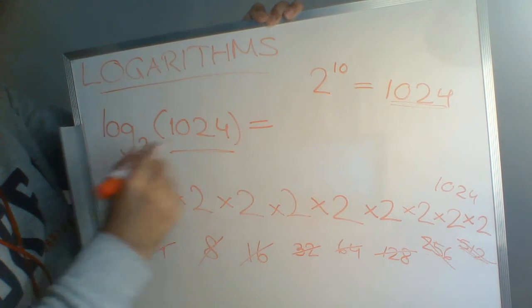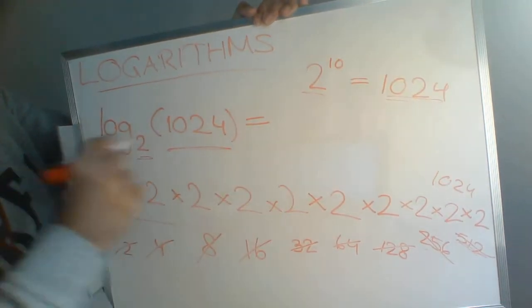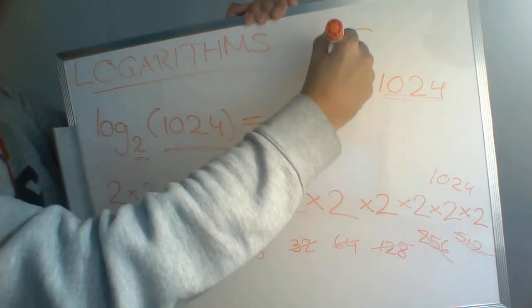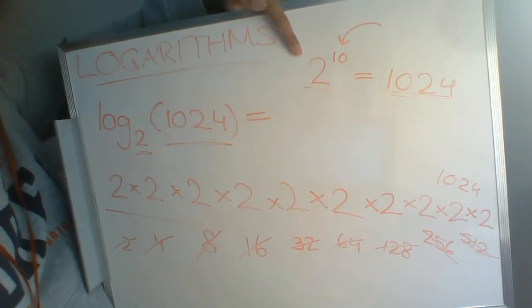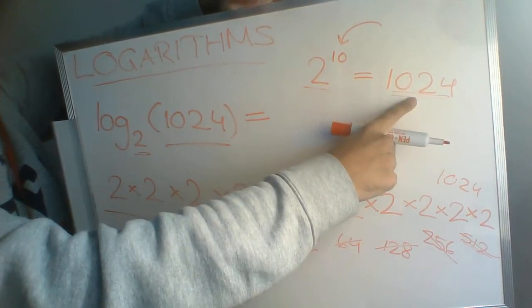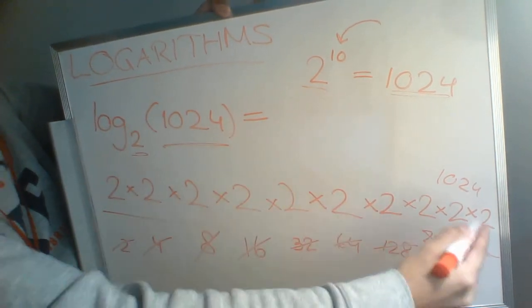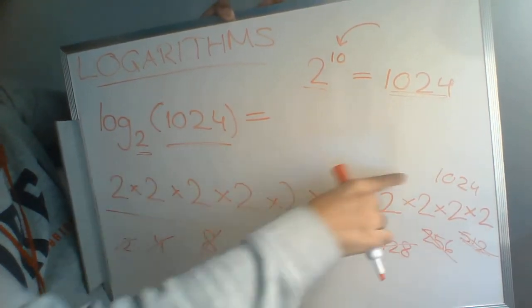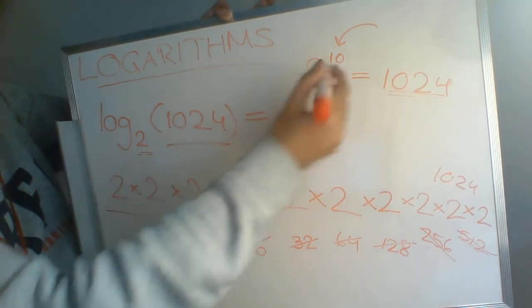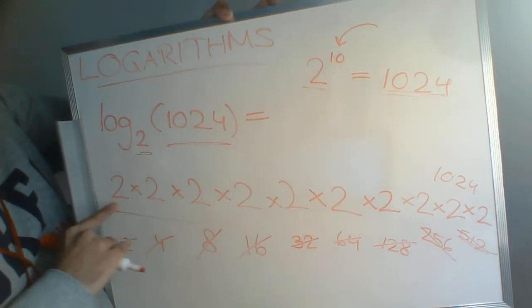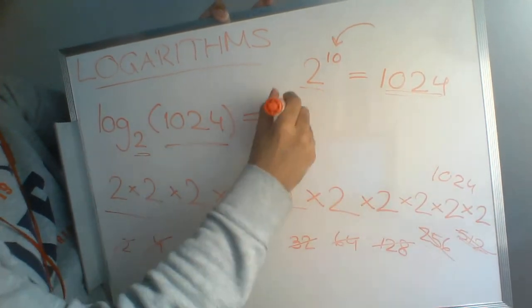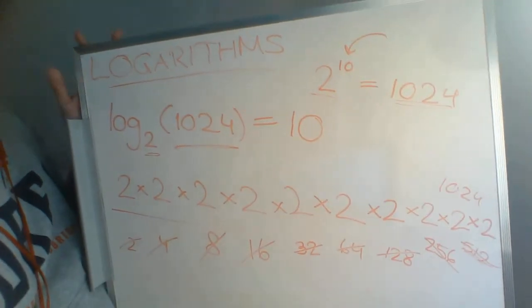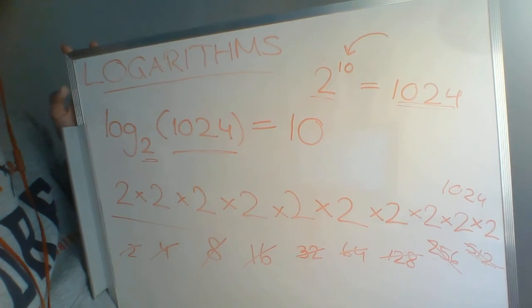Now 1024 is our target number, right, for this question. And our base is 2, that part matches. The answer to the logarithm is that little exponent in there. What exponent do I need to raise this base to get that target answer? So how many 2's do I have to multiply together to get to 1024? And the answer is in our exponent up there, or you could simply count 1, 2, 3, 4, 5, 6, 7, 8, 9, 10. So your answer to this logarithm would be 10.